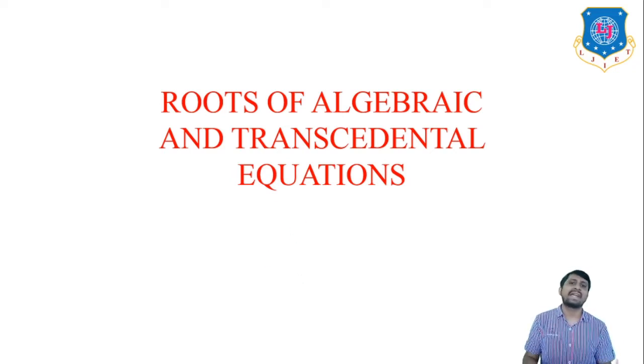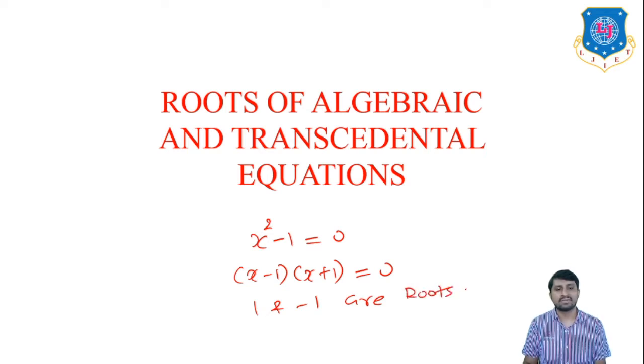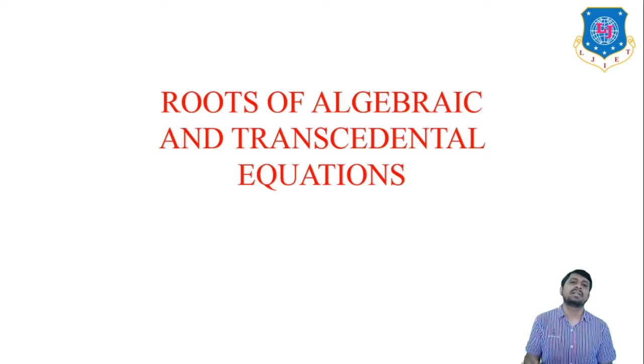We know that every polynomial does not have an exact root that we can find. Suppose x square minus 1 equals 0. We know that factorization into x minus 1 and x plus 1 is possible, and 1 and minus 1 are roots. Clear? But not every polynomial has an exact root, or we cannot easily find it. So in that case we use numerical methods to find an approximate root of that algebraic or transcendental equation.